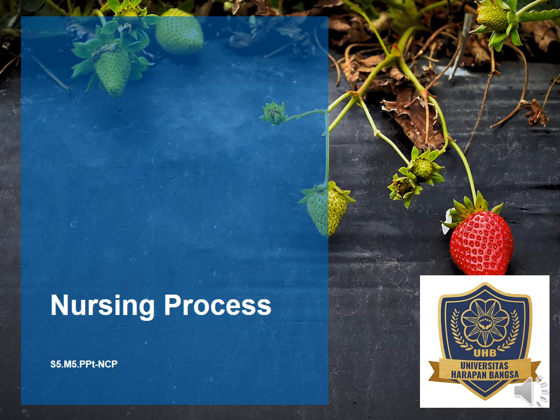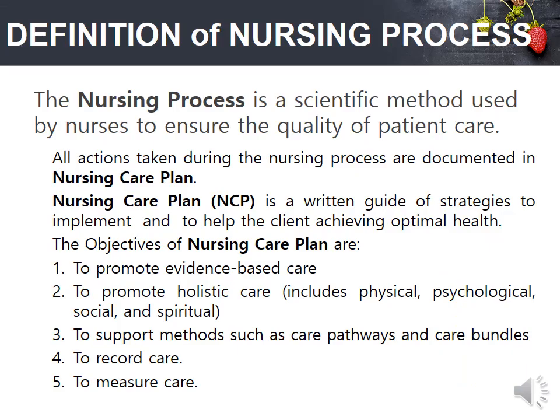This is the meeting 5 topic of semester 6 of English for Nursing 3. Nursing process is a scientific method used by nurses to ensure the quality of patient care. The objectives of nursing care plan are to promote evidence-based care, to promote holistic care, to support methods such as care pathways and care bundles, to record care, and to measure care.